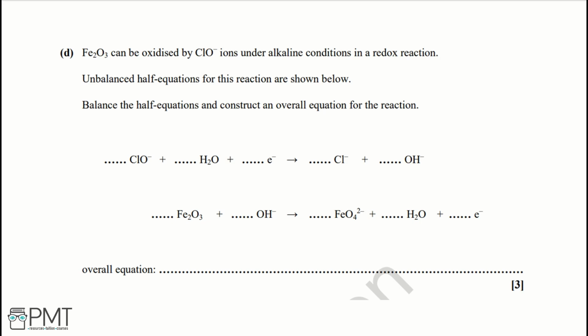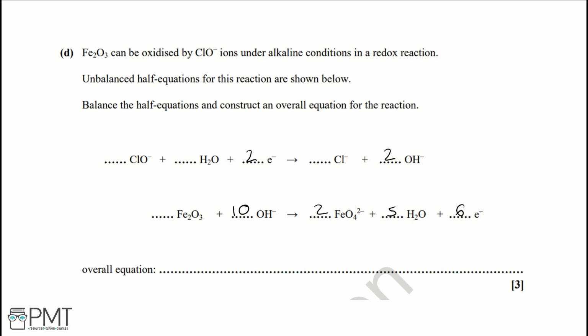Balancing our first half equation, we need 2 OH- ions because we have 2 hydrogens on the left, which we don't have on the right. Then balancing the charges, we need 2 electrons. For our second half equation, we need 2 FeO4 2- because we have 2 Fe's on the left and we don't have that on the right, but now we do. Then we need to balance the oxygens. We're going to have 10 OH- ions, and that's going to produce 5 waters. Finally, balancing the charges, we need 6 electrons.